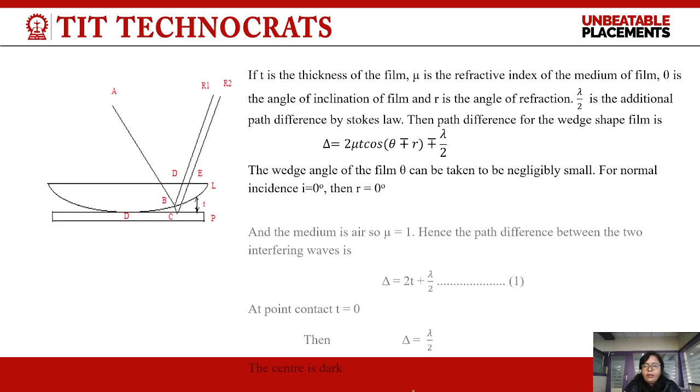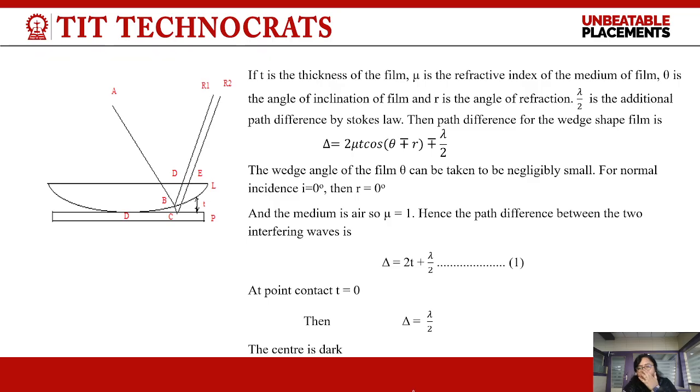Now in our next topic, we are calculating the radius of a Newton's ring. For that, before calculating the radius of the Newton's ring, we have to make some suppositions and find out the path difference and other things. So we will discuss this in our next lecture.